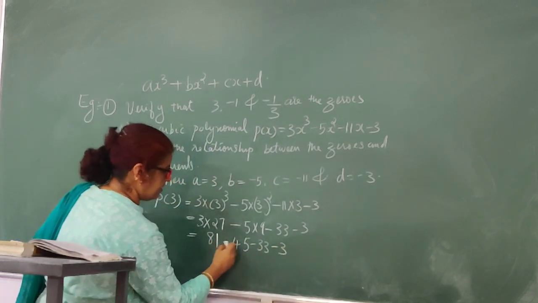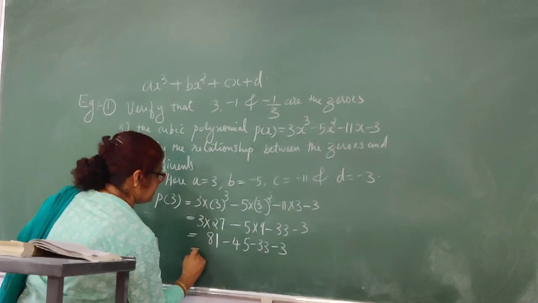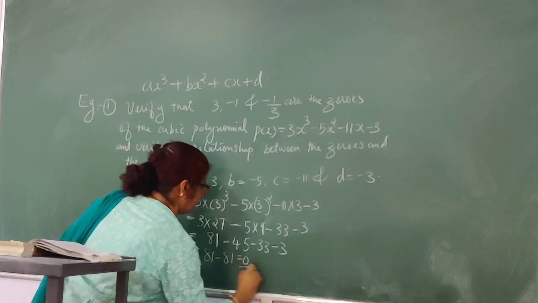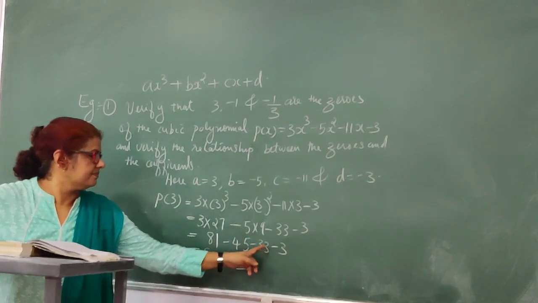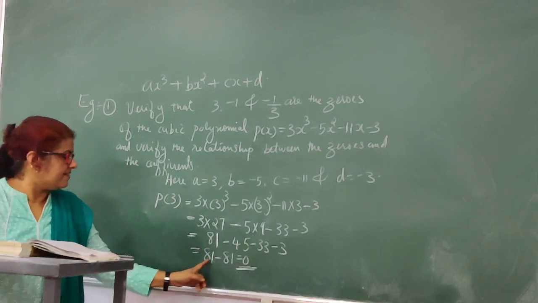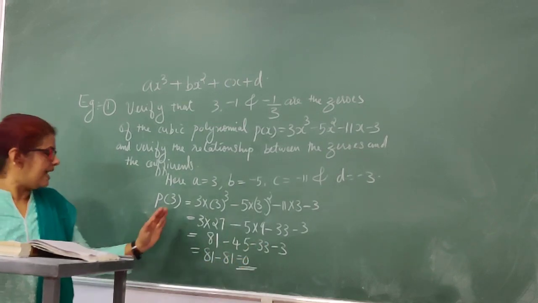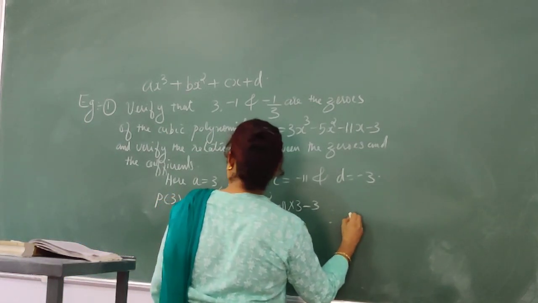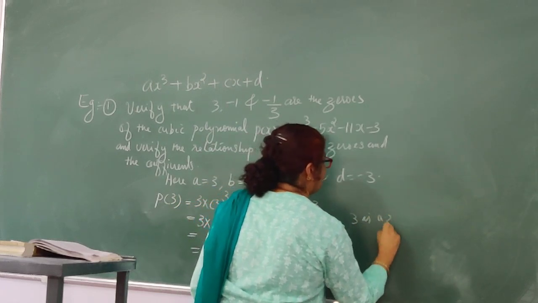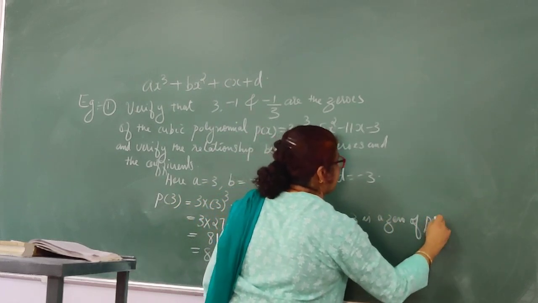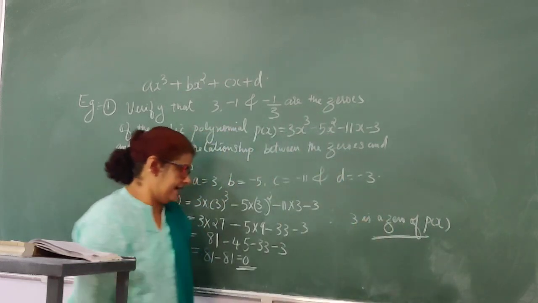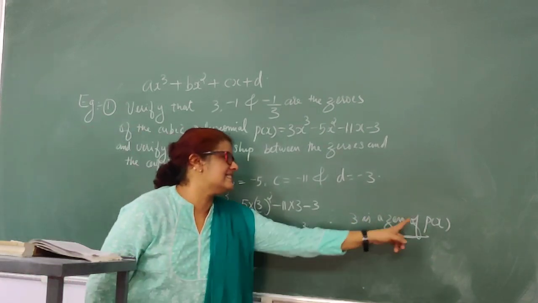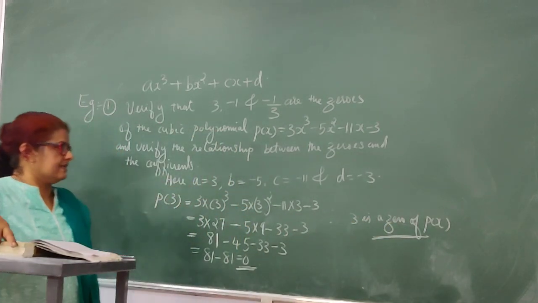Then these three are minus. 81 minus 81 is equal to 0. We get it. And here we got p of 3 equal to 0. Therefore, 3 is a 0 of p of x. We got it. First part is verified. We got p of 3 equal to 0, so we can say that 3 is a 0 of p of x by factor theorem.